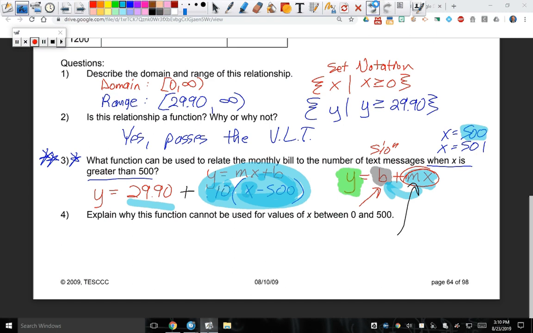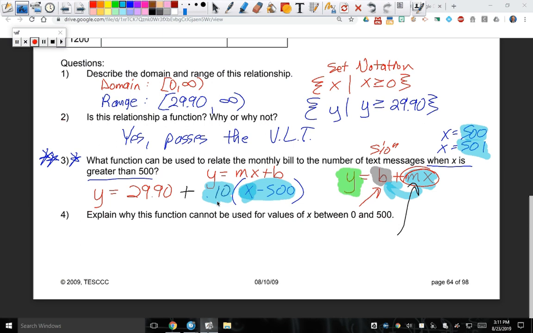Now, if I put 501 right here, what would this give me? 1. That's my first text that this now matters. Because it's that 10 cents more added to the 29.90. Do you understand?